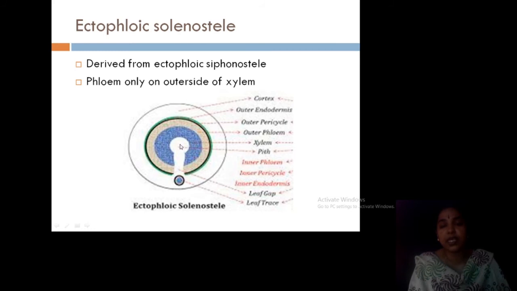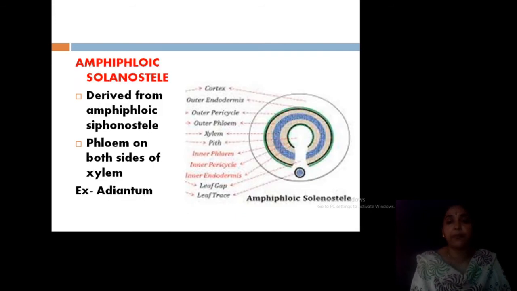Means it is actually cut into one plate, cut open on one side through the leaf gap, a small portion where vascular traces pass to the leaf. Leaf gap is there. That is solenostele. In siphonostele same but no leaf gap. Clear? Amphiploic solenostele, one example is Adiantum.